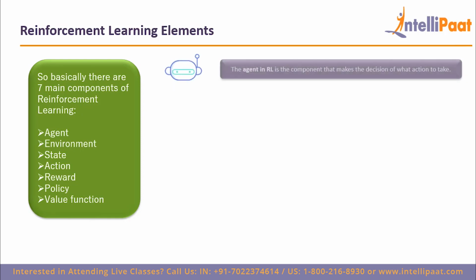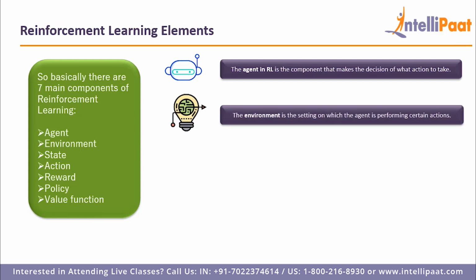Then the agent, which is the first term that I have already used before. An agent is just something that we are trying to put intelligence into. Our agent can be a robot, or it can be an algorithm that plays a game. The agent in RL is a component that makes the decision of what action to take. So we also call the agent a decision maker.